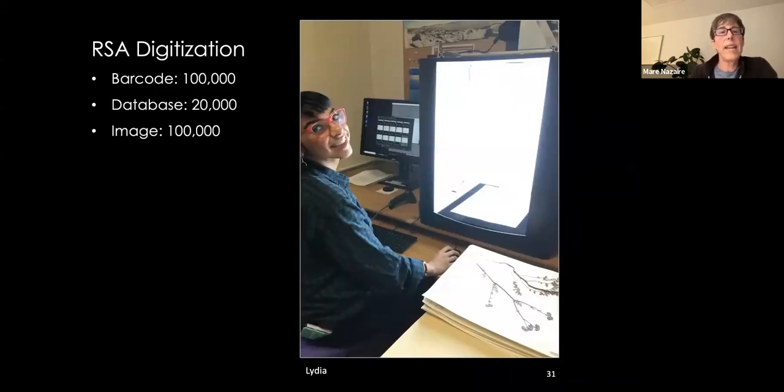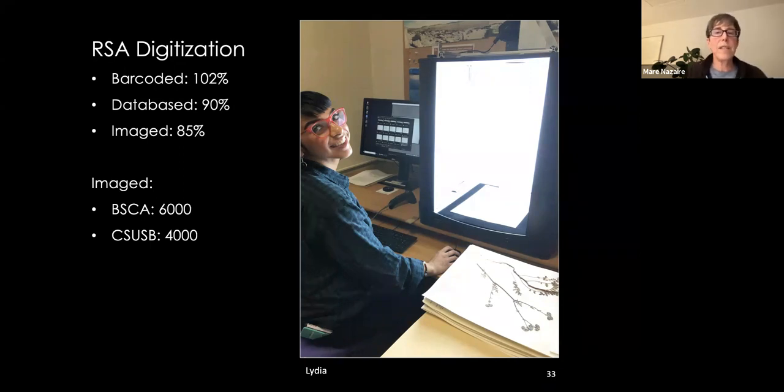Our efforts to date, well, we were first tasked with essentially digitizing about 100,000 specimens and also databasing 20,000 new collections. And to date, we're very close to meeting our goals. And I suspect that when the grant ends in July, we'll have probably surpassed those numbers.